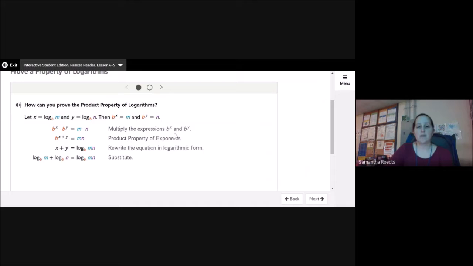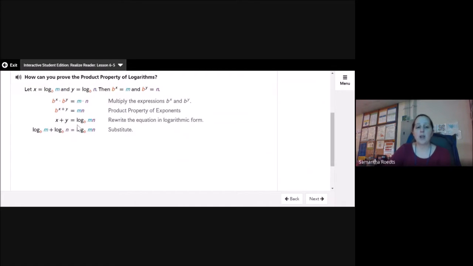So I multiply the expressions b to the x times b to the y. By the product property of exponents, remember, when we multiply two exponents with the same base, I can add the exponents together. So b to the x plus y equals mn. I rewrite it from exponential to logarithmic form. So I have x plus y equals log base b of mn. So log base b of m plus log base b of n equals log base b of mn.